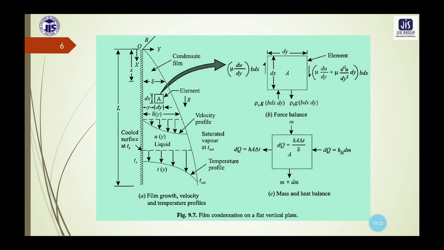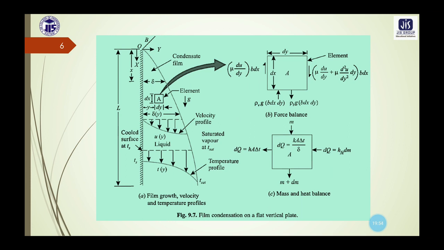So in this earlier diagram we can see that one elementary volume has been considered, which has been shown by zooming in. In this elementary volume you can see that b, dx and dy, these are the bed thickness which has been considered for this elementary volume. Now the force balance and mass and heat balance, these two things are shown here in this diagram.